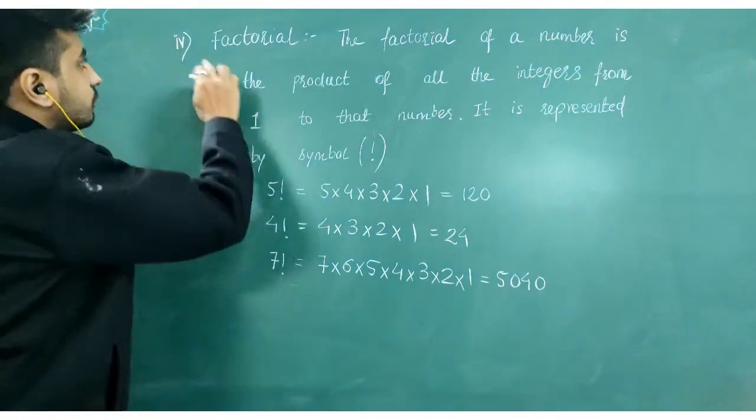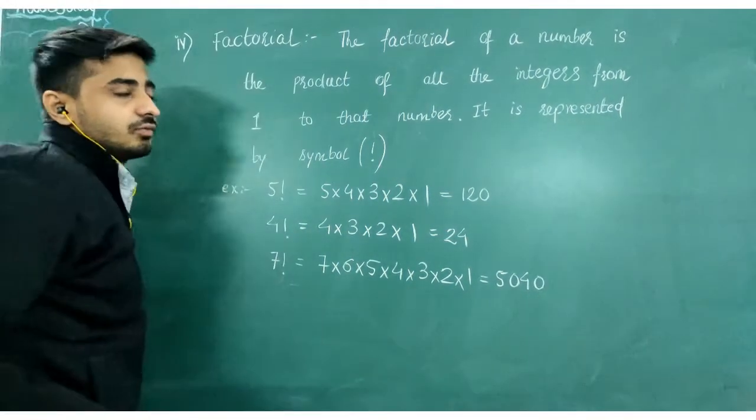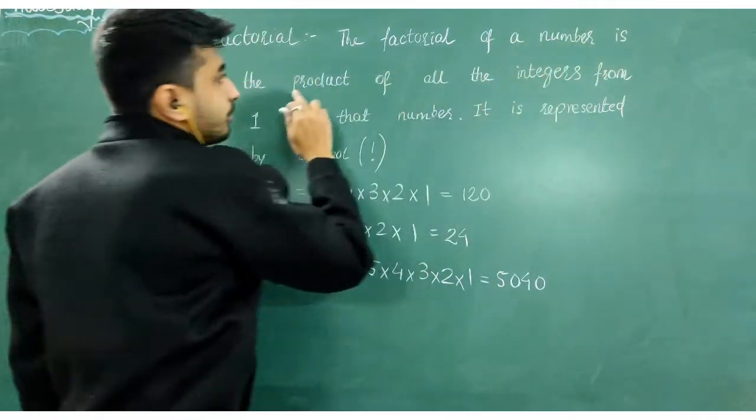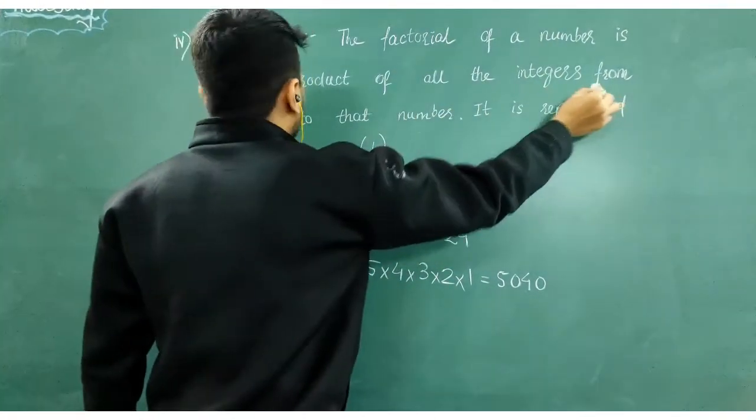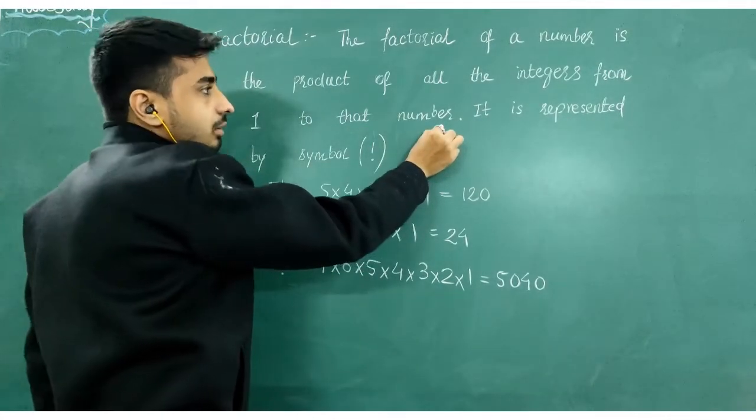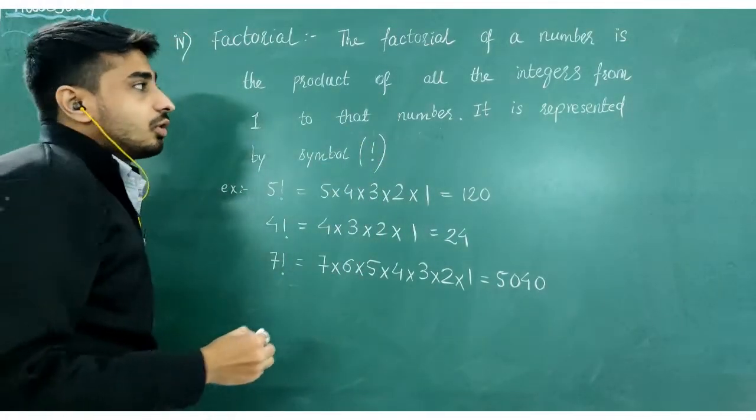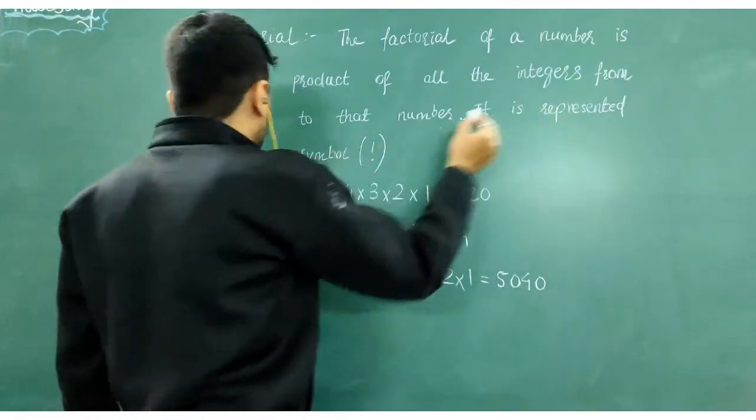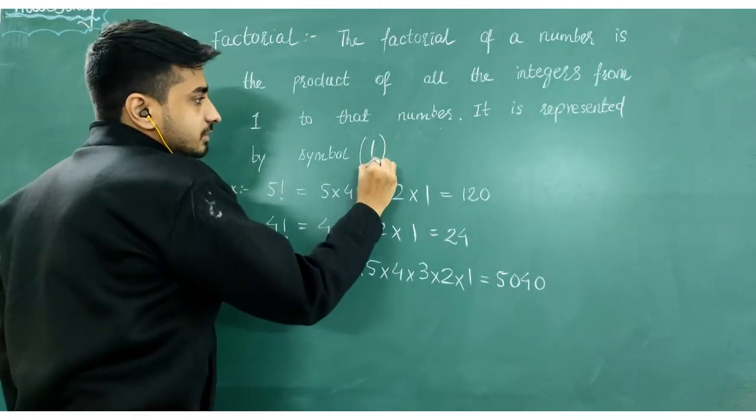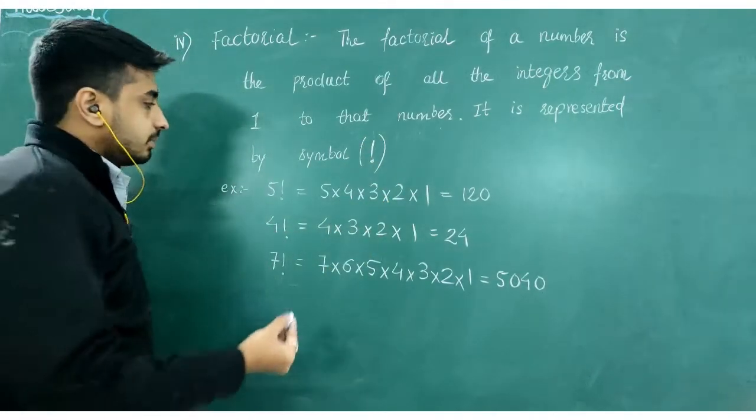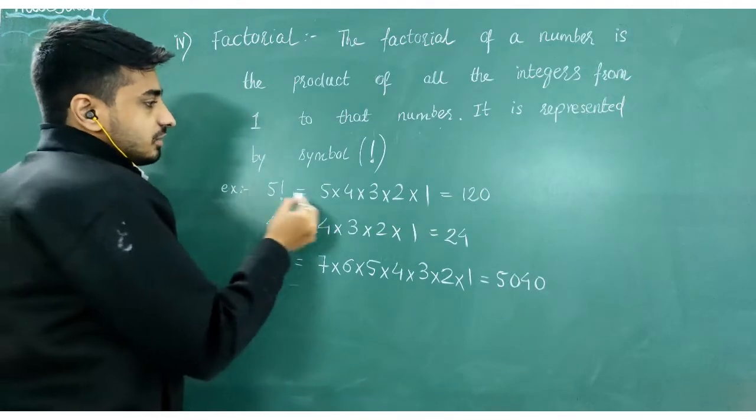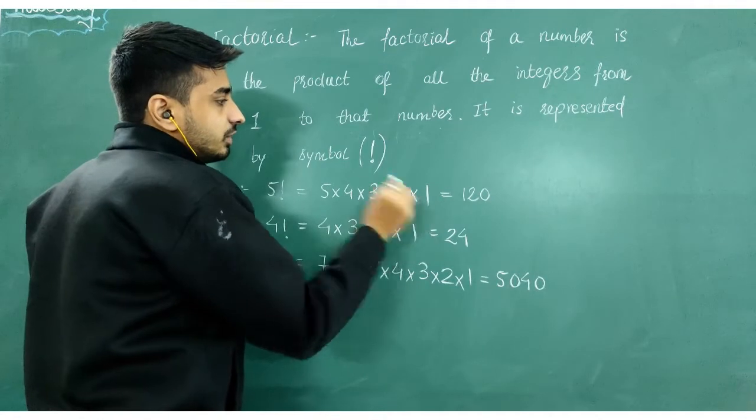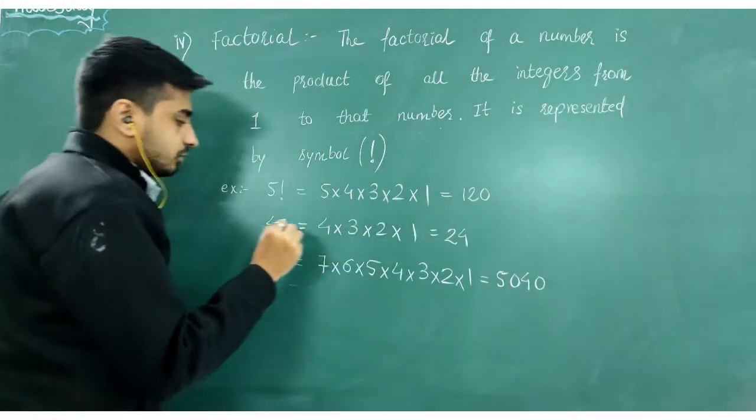Now talking about the fourth one, what is the fourth one? Factorial. What do you mean by factorial? The factorial of a number is the product of all the integers from 1 to that number. Okay, it is the product of all the numbers from 1 to that number, and it is represented by a symbol like this. For example, factorial of 5. So you have to just multiply 5 in decreasing order up to 1. 5, 4, 3, 2, 1. The product is 120.